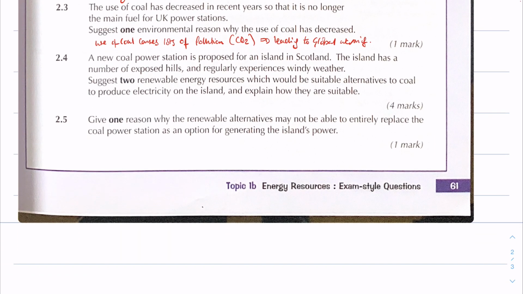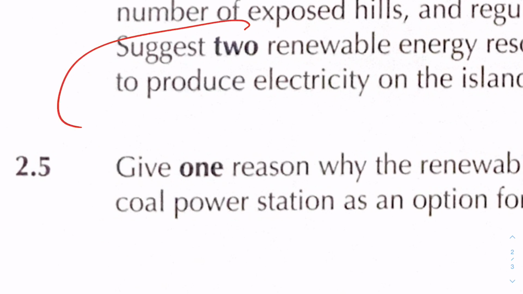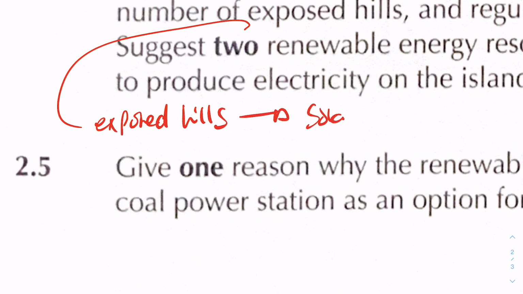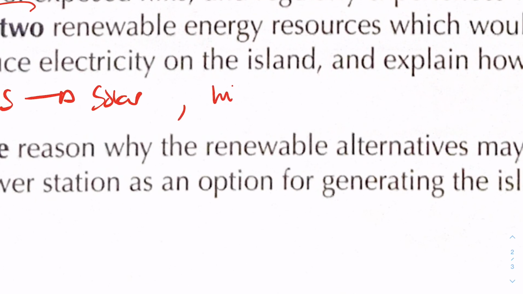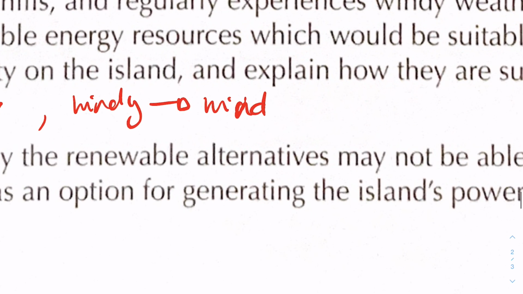A new coal power station is proposed for an island in Scotland. The island has a number of exposed hills and regularly experiences windy weather. Suggest 2 renewable energy resources which could be sustainable alternatives to coal to produce electricity on the island, and explain how they are suitable. Exposed hills, what is exposed to sunlight, as in they're not in the shadow. Exposed hills leads to solar, and obviously windy leads to wind turbines.